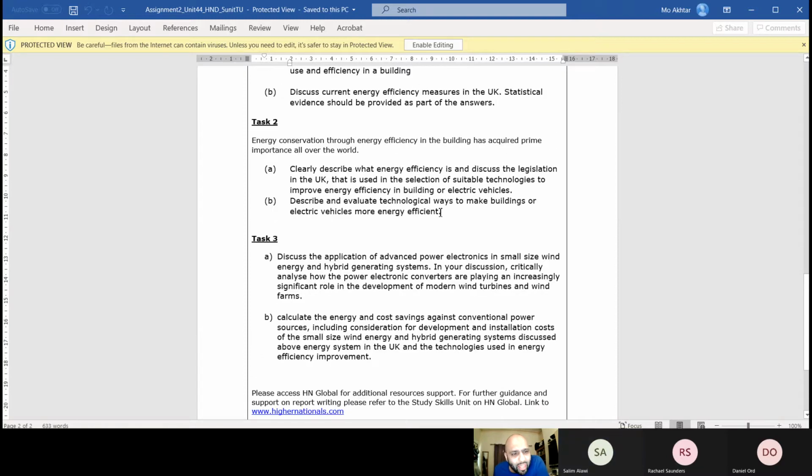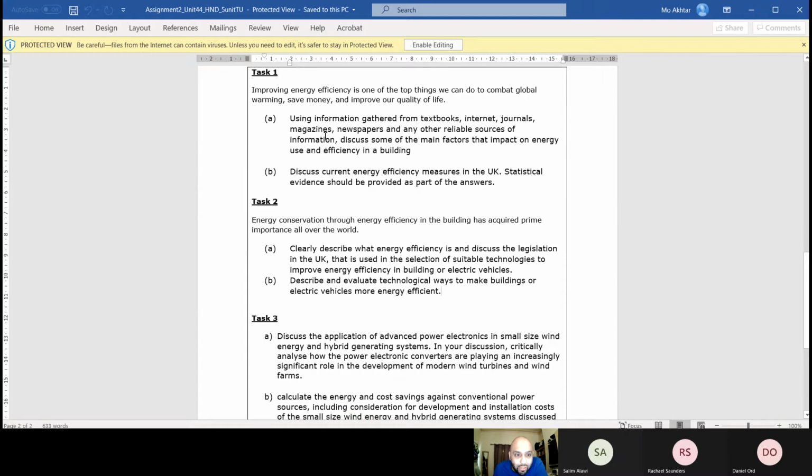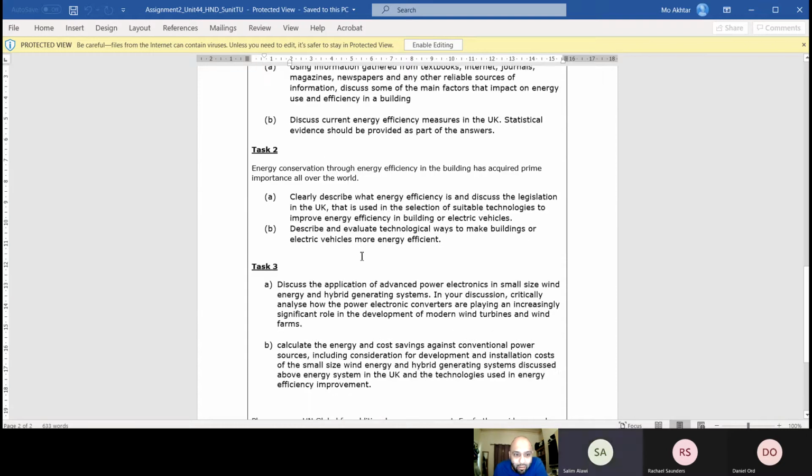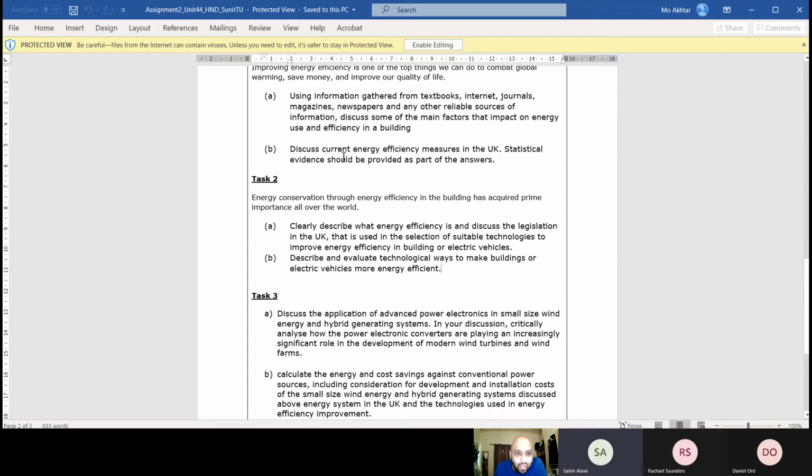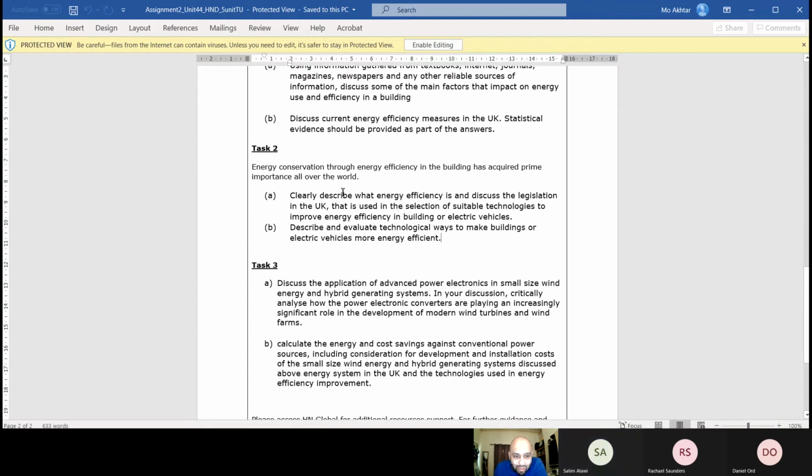Okay, energy conservation through energy efficiency in the building has acquired prime importance all over the world. Clearly describe what energy efficiency is and discuss the legislation in the UK that is used in selection of suitable technologies to improve energy efficiency in building or electric vehicles. Now, we did this, it corresponds a bit to this, isn't it? 1A. Yeah. Okay, but this is asking you to describe. Now it's going into a bit more information here.